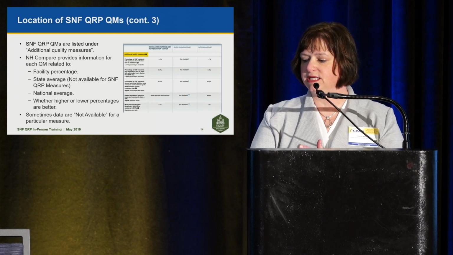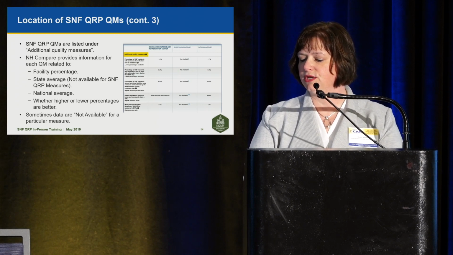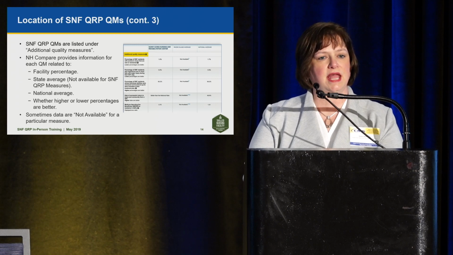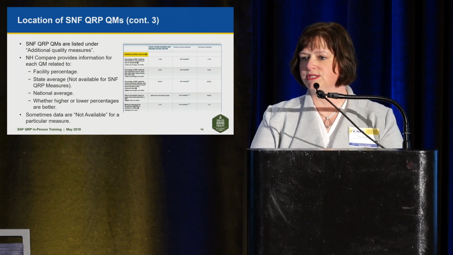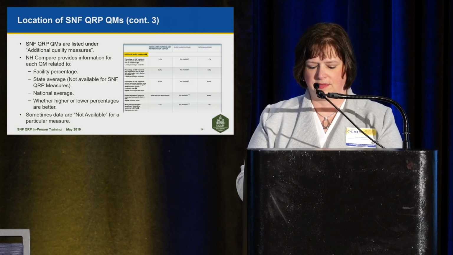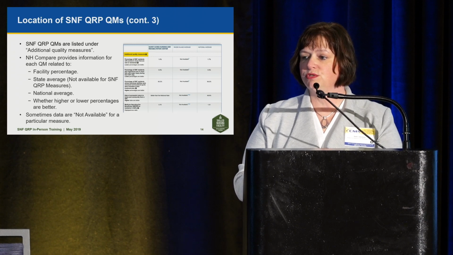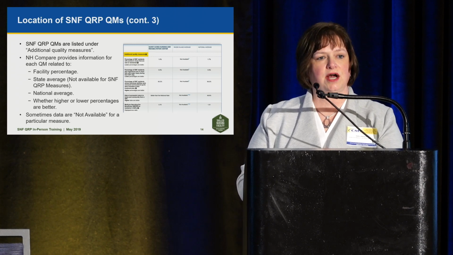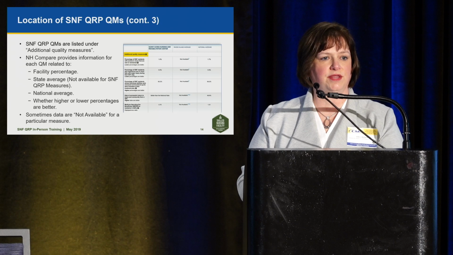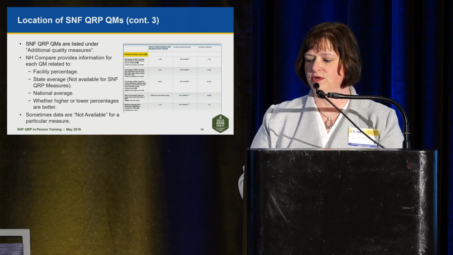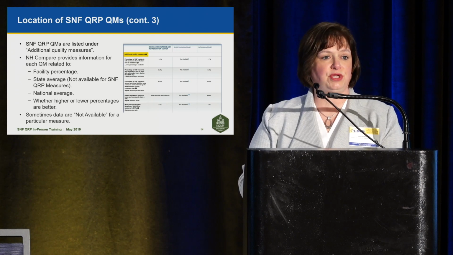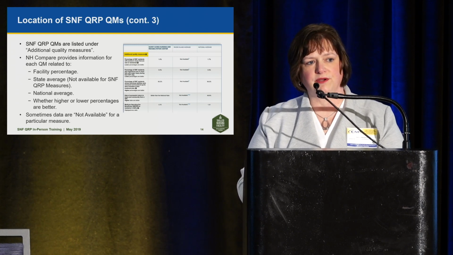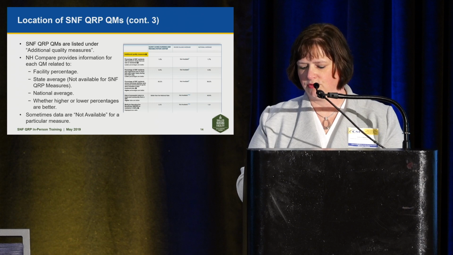Sometimes you may notice, and in this example, there is the words not available are displayed. And when would those words be displayed? You would expect that if the data were suppressed, then the words not available will display. If there is a low denominator size, the data are not displayed on the Nursing Home Compare website. Instead, the words not available are displayed. And finally, if there's simply no data available for the reporting period, the words not available will display.